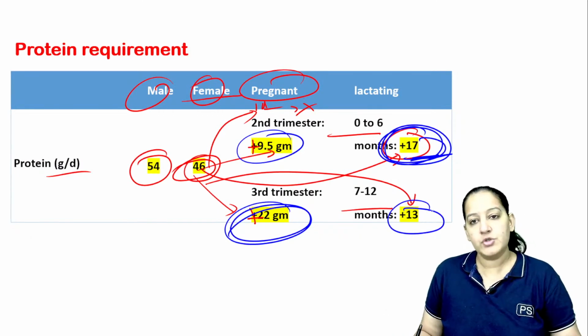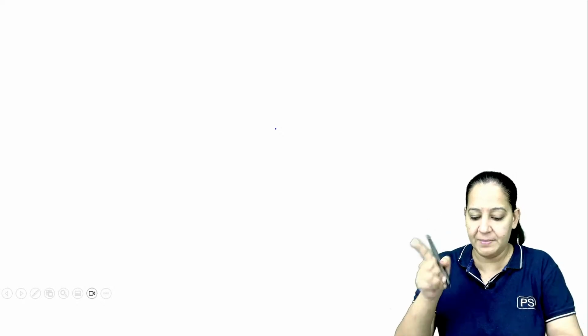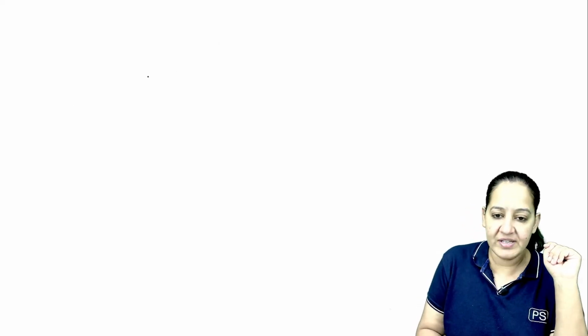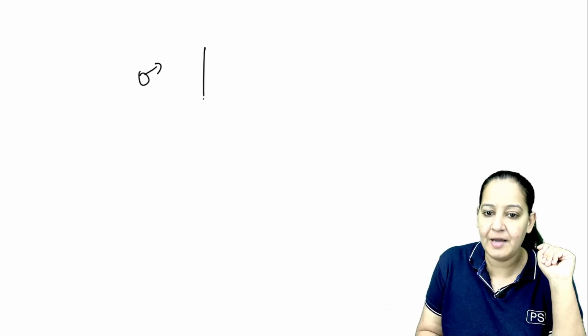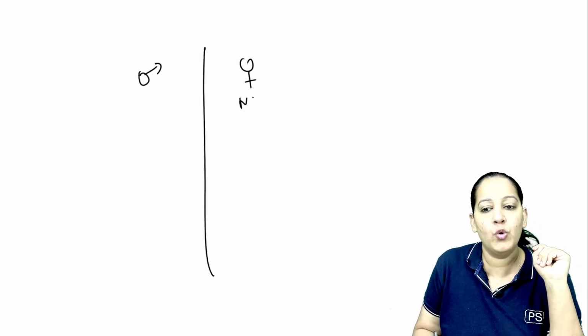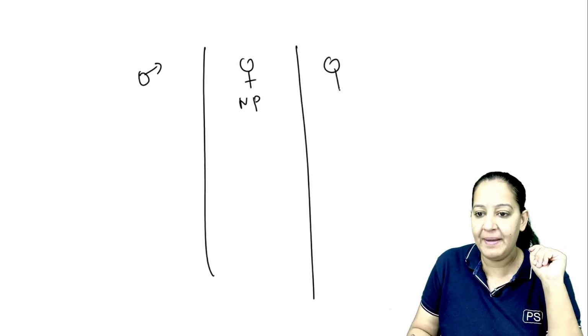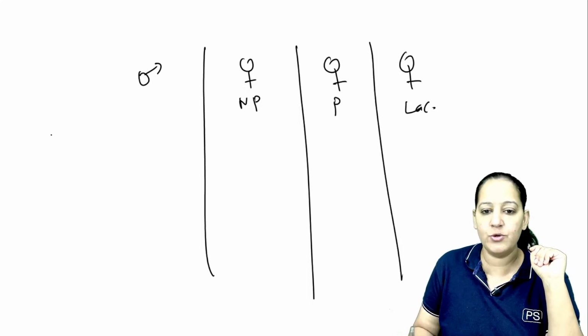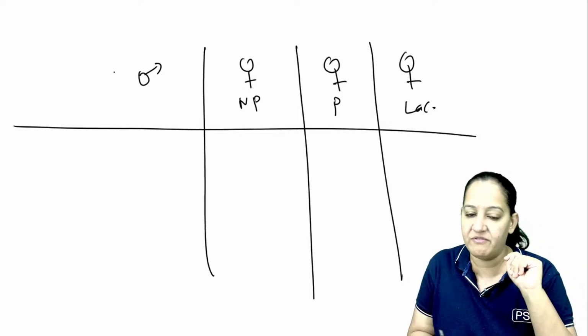So on one page, we will make the master table for both energy and protein, male and female. See how I'm drawing everything here on the screen. Energy and protein, both we will compact in the same table. First decide the 4 categories: male, non-pregnant female, pregnant female, and lactating female. I request you to take your notebooks and make it with me once and for all.